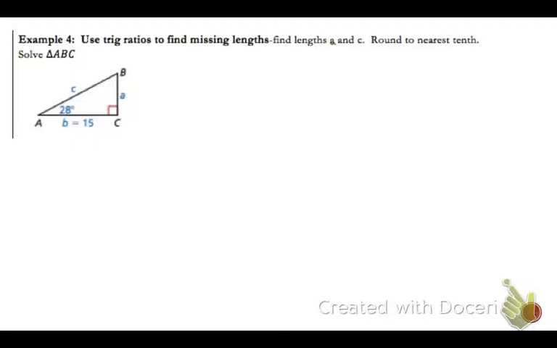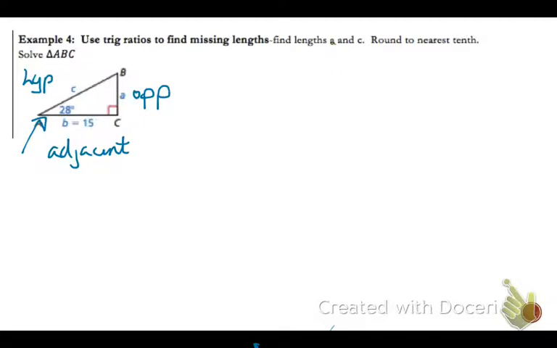So we know the angle here, that's 28 degrees. We know the side length that is touching it, but not the hypotenuse. So this is the adjacent length. What we want to know is the opposite, and we want to know the hypotenuse. So we're just going to think of trig functions that have what we know and what we want to know.